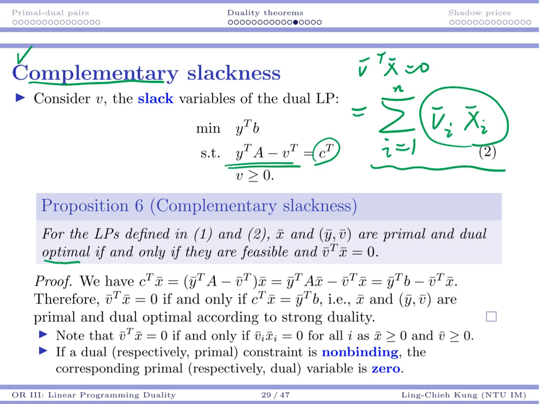On the other hand, if your dual constraint is non-binding, that means your Vi is not 0. In that case, the corresponding primal variable must be 0. So if a dual constraint is non-binding, that primal variable would be 0. If a primal constraint is non-binding, your dual variable must be 0.